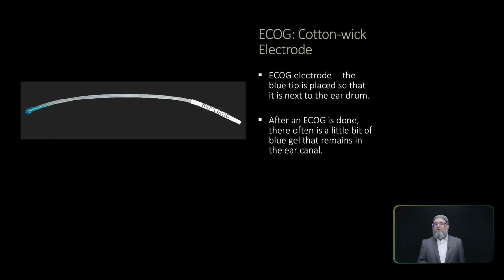The cotton wick electrode is an ECOG electrode, with the blue tip, which has a very thin foil electrode wrapped in cotton. Sometimes it comes in gel, so this one comes pre-gelled. When you open it and place the electrode, if it is from a different manufacturer and there's no blue gel, then you have to soak the cotton. You ask the anesthesia team to give you a small bottle of saline. You soak them, because if it is dry, it's going to have very bad conduction.